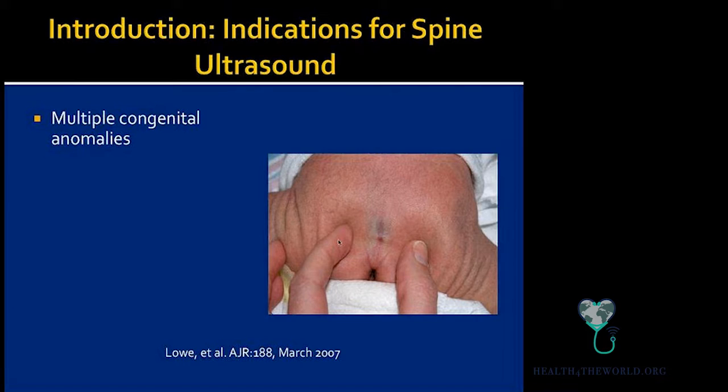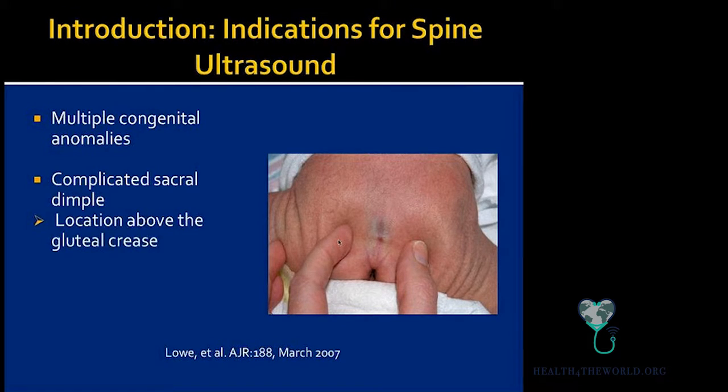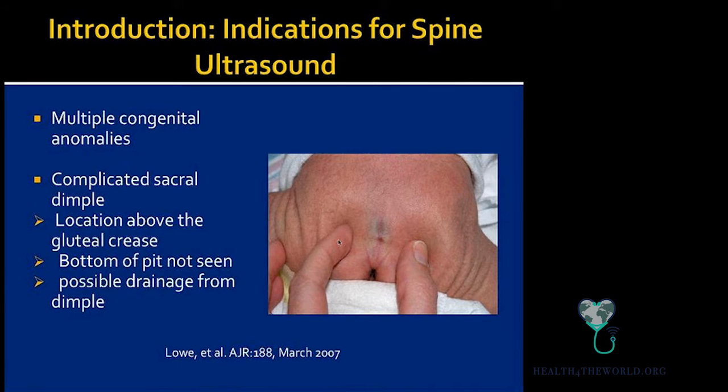Some of the reasons you might want to do spine ultrasound would be for multiple congenital anomalies. Sacral dimple, we'll talk about what qualifies as a sacral dimple in a second, including location above the gluteal crease. If the pit is not seen, that's another considered complicated sacral dimple. Another reason to do a spine ultrasound is any skin findings.